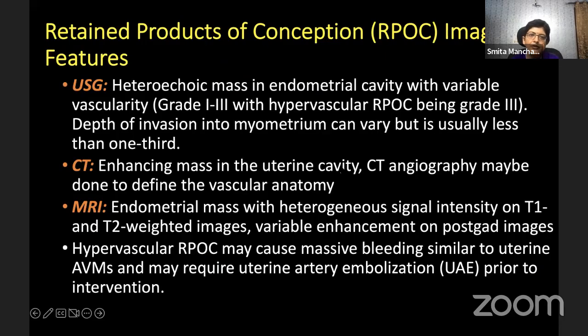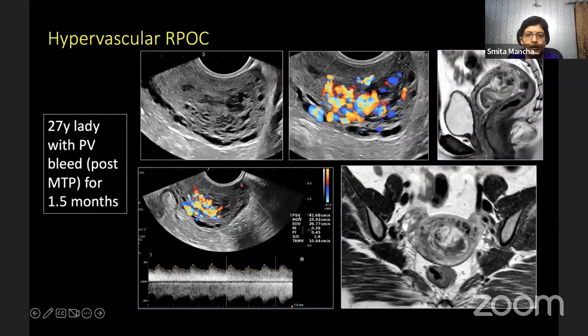In terms of retained product of conception imaging, what I had already discussed, that in the endometrial cavity with variable vascularity. So again, enhancing mass in the cavity, and same thing on the MR. Hypervascular RPOCs may cause massive bleeding similar to uterine AVMs and may require UAE prior to the intervention. So here you can see this is within the endometrial cavity, but see how much vascularity it is having. And here also you can see lesion is confined within the endometrial cavity.